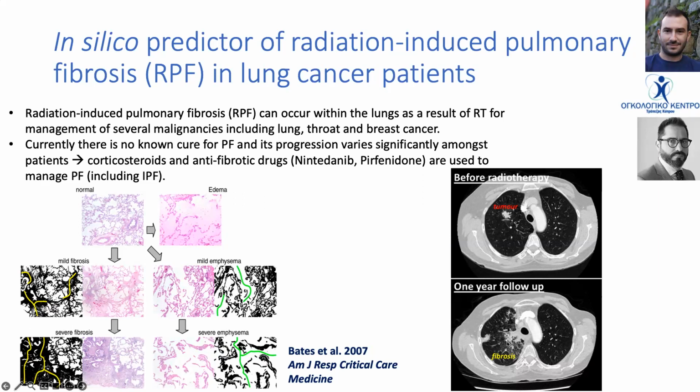But this could happen in lung cancer patients as well. So, in collaboration with the Cyprus Oncology Center, we have access to a cohort of patients who were diagnosed with primary lung cancer and were treated with radiotherapy, and they unfortunately developed lung fibrosis, despite being given anti-fibrotic agents.